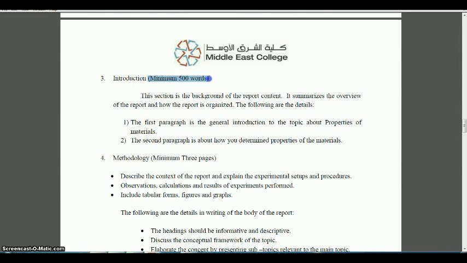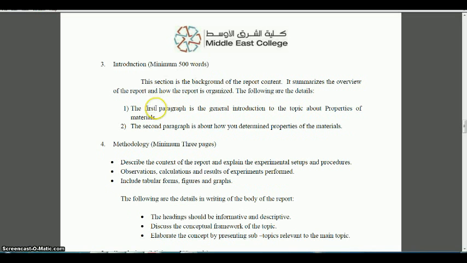Minimum 500 words doesn't mean that it should be exactly 500. It is given only for a reference. Don't depend on this. The first paragraph is a general introduction to the topic about properties of materials. It is the properties of fine aggregate and coarse aggregate. So I'll tell you now what to write in the introduction. Please follow strictly. I'll give you 5-6 points.